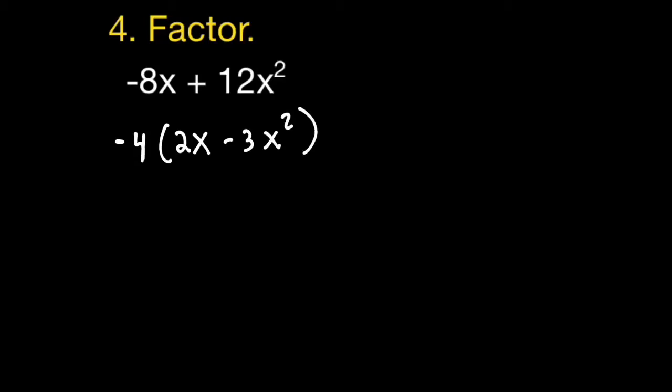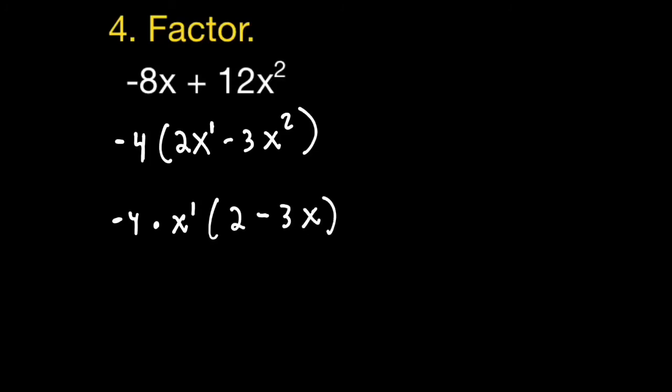Now I am going to focus on the variables. We have a common variable of x. Here, I can specify the power. This is power of 1. And if I take a look at the exponents, I see that my smallest exponent is 1. I'm going to factor out an x to the 1st power. We have negative 4 multiplied by the x to the 1st power. And now we are left with 2 minus 3x.